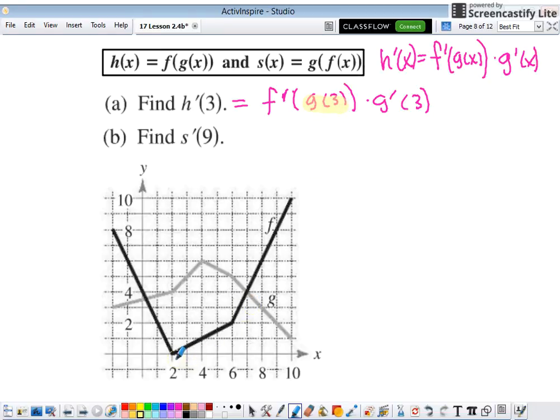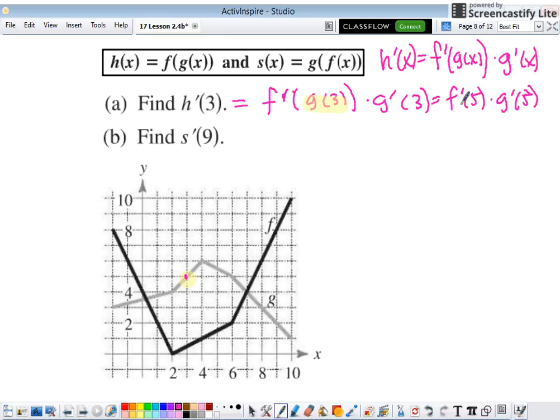So g of 3 is the y-coordinate of g at 3. Okay, and it looks like that's going to be, let's see, here's 3, here's g, it's going to be right there. So g of 3 is the y-coordinate right here, which looks like it's 5. So this is f prime of 5 times g prime of 5. Now remember, or I'm sorry, g prime of 3.